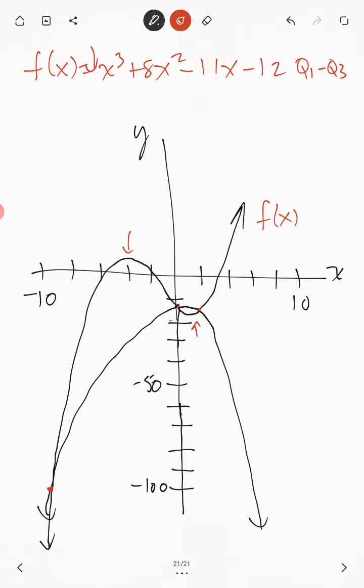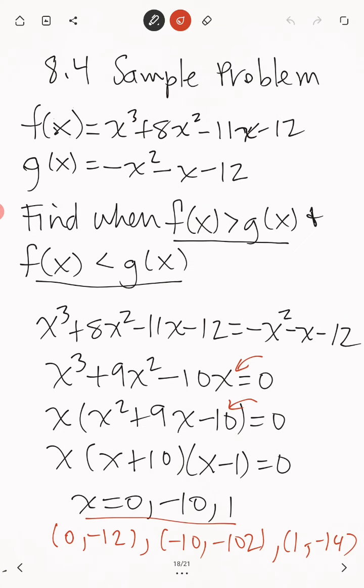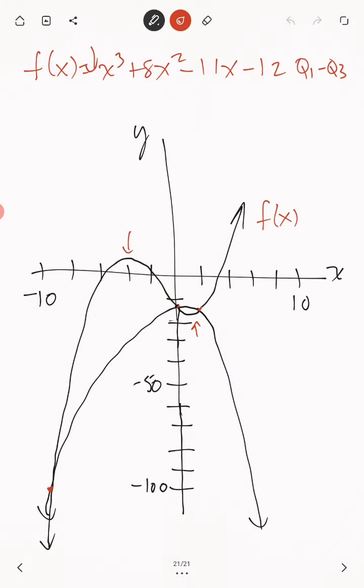I just want to point out, notice that my scales on the x-axis and y-axis are different, which is fine. They don't have to be the same. I went by twos on the x-axis and 10s on the y-axis, because if you go back here and look at your intersection points, the x values are 0, -10, and 1, but the y values go all the way down to -102. So we wouldn't be able to do the same scale on both axes anyway. I just wanted to point that out. Okay, so that's a sketch of the cubic.